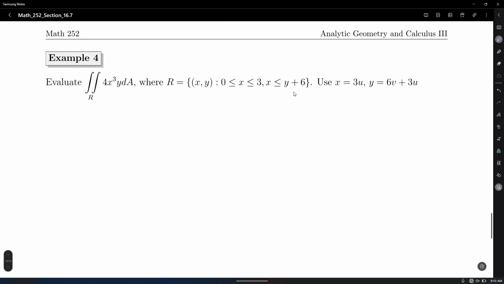By the way, there's a couple of typos here. This 4 is not supposed to be there. And what else? 0, 3. Okay. This second inequality has a typo. The code I was using had issues. That's supposed to be x less than or equal to y less than or equal to x plus 6. So evaluate this double integral where R is this region, using the substitutions x equals 3u and y equals 6v plus 3u.